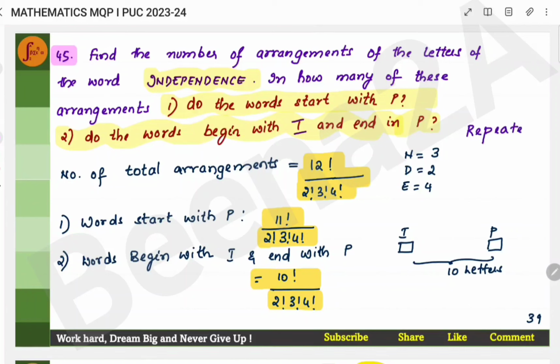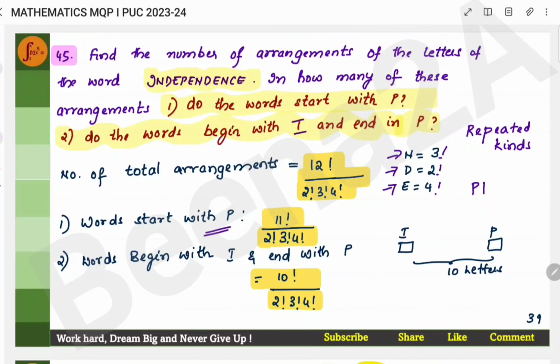Now what are the repeated letters? You have N repeated 3 times, D repeated 2 times, E repeated 4 times. So 3 factorial into 2 factorial into 4 factorial. Put this in the denominator. So this is the total number of arrangements. Now first question is, we need to find the number of ways in which the words start with P. Word should start with P.